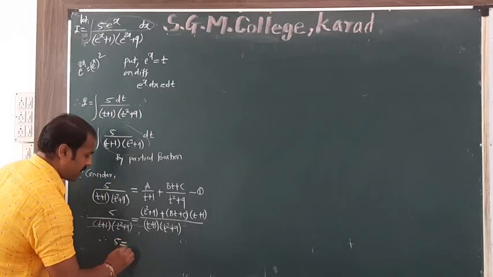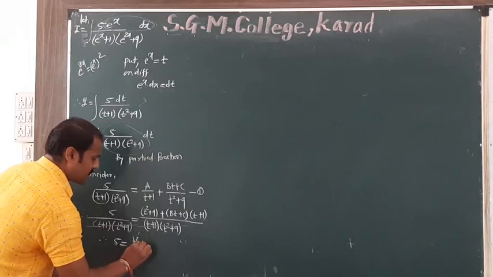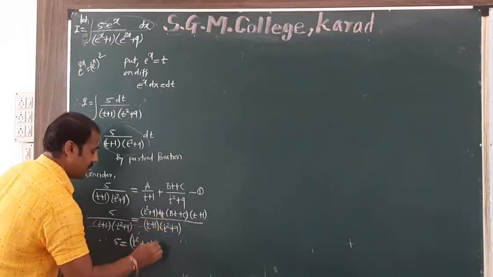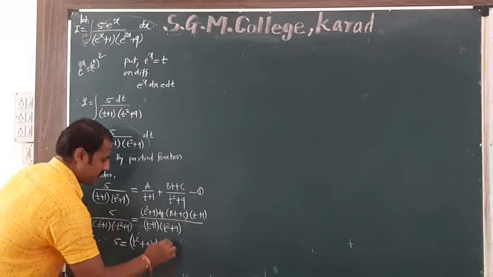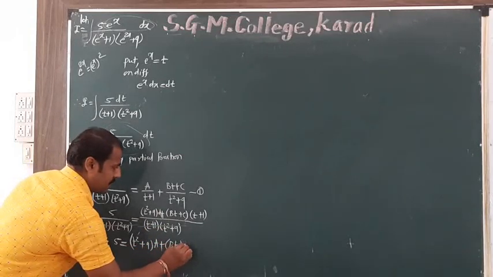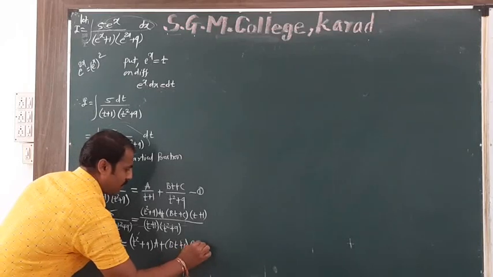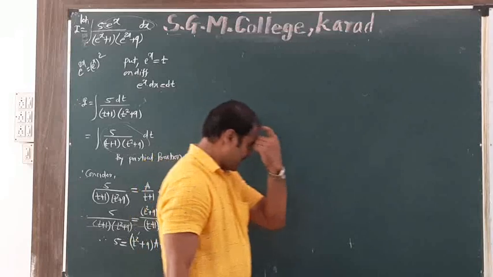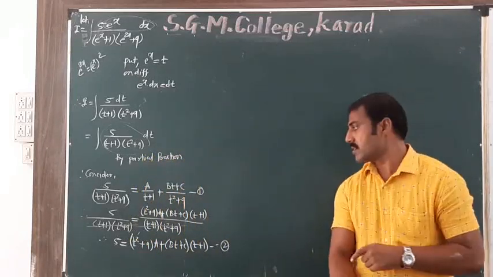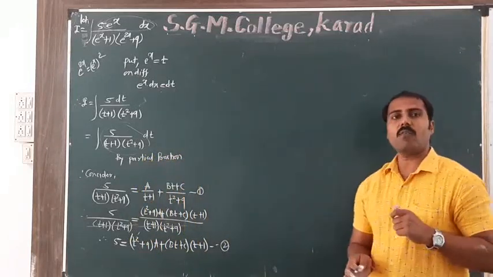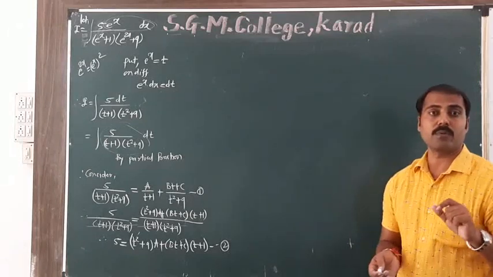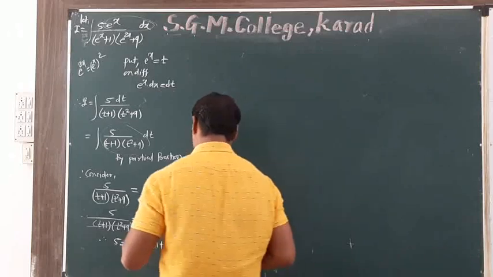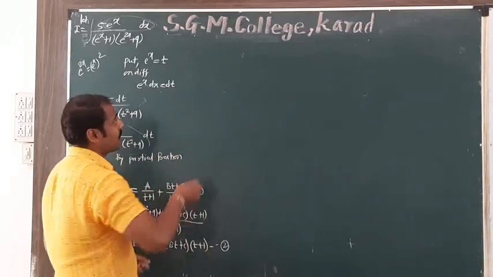Therefore we get equation: 5 is equal to a into (t square plus 9) plus (bt plus c) into (t plus 1), which is equation number second. Equation second is true for all values of t, but we put appropriate values for t for getting the values of a, b and c.